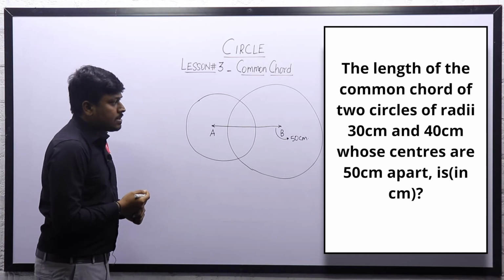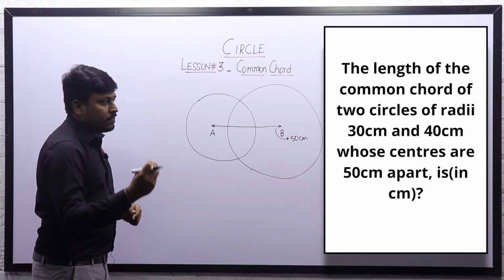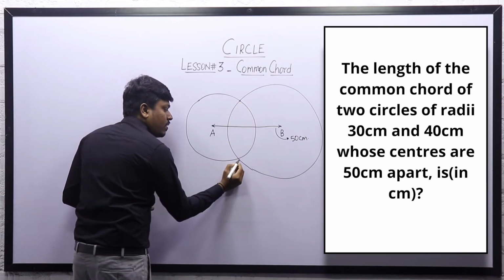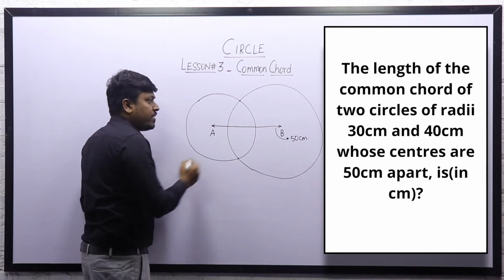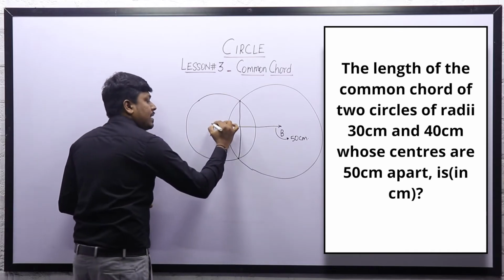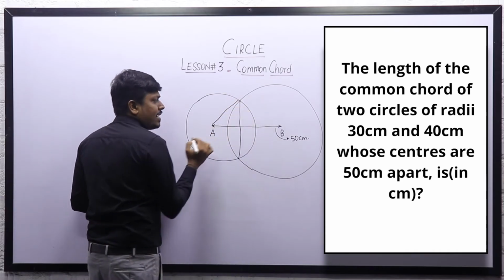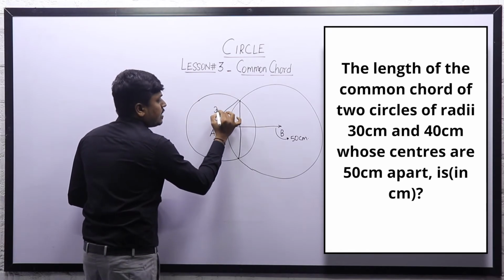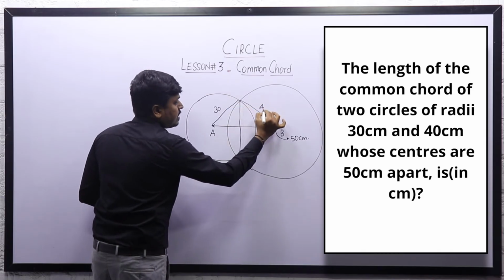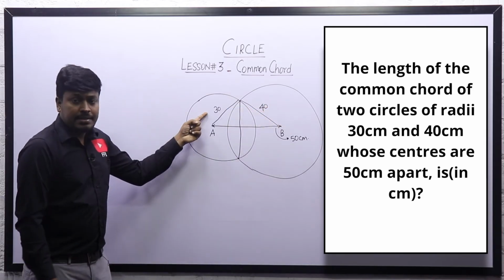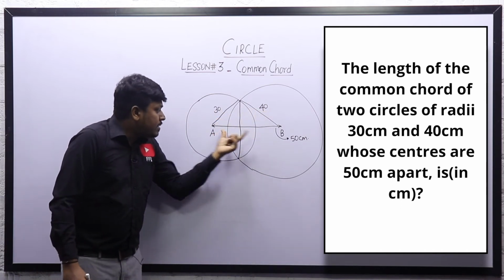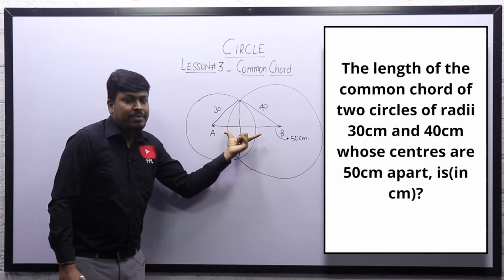Now what they are saying is the centers are 50 centimeter apart, and also there is a chord, right? Our target is to find the length of the chord. So these are the two intersecting points of the circles. And also the radius of the first circle is given, that is 30 centimeter. Similarly the radius of the second circle is also given, that is 40 centimeter, and the distance between the two center points of the circles is 50 centimeter.